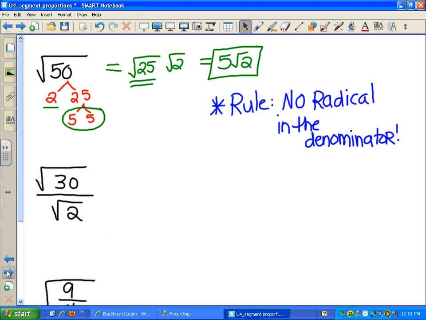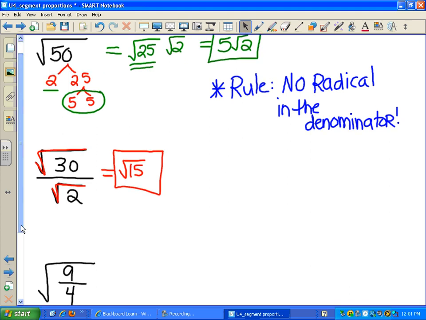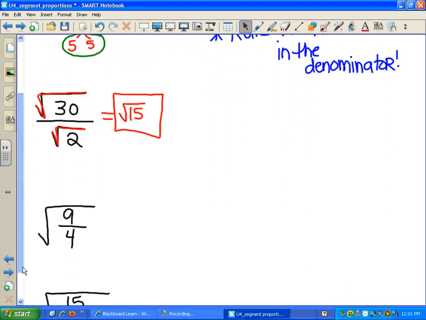We have the square root of 30 divided by the square root of 2. Well, since they are both in square roots, I can go ahead and try to divide them. Well, 30 divided by 2 is 15, so my answer is the square root of 15. Now notice I don't have anything in the denominator, so this is an okay answer. Now I could try to break down the square root of 15, but I know that the only way to get 15 is 3 times 5 and there's no pairs there. So we're going to leave it as the square root of 15.